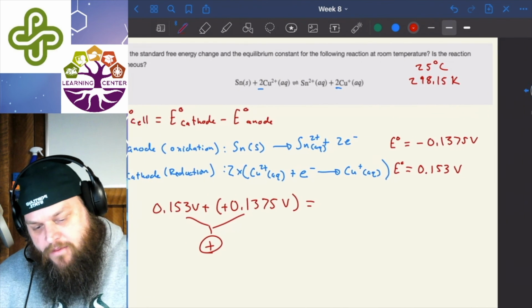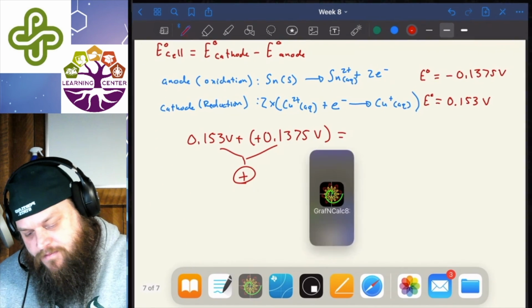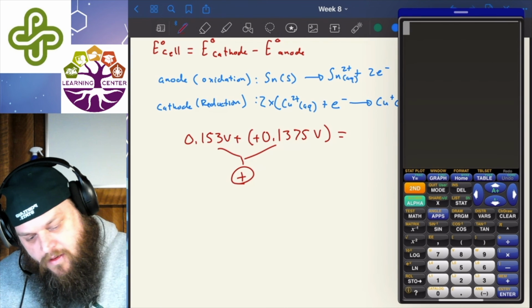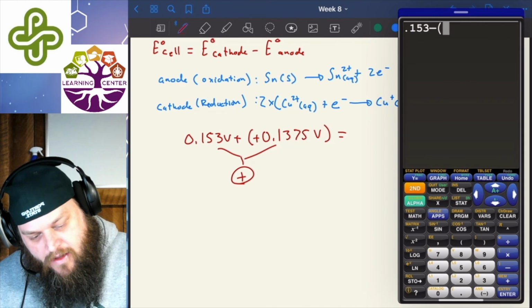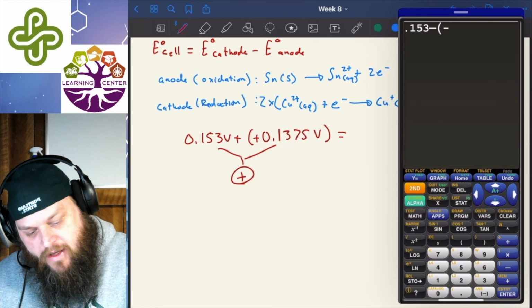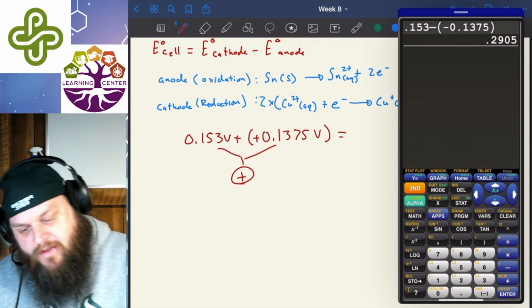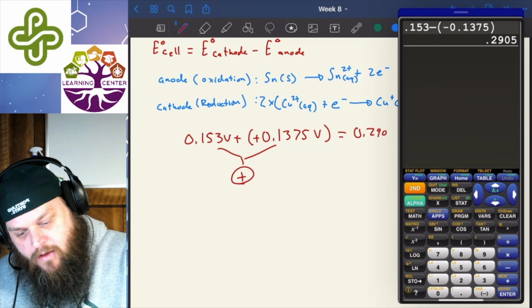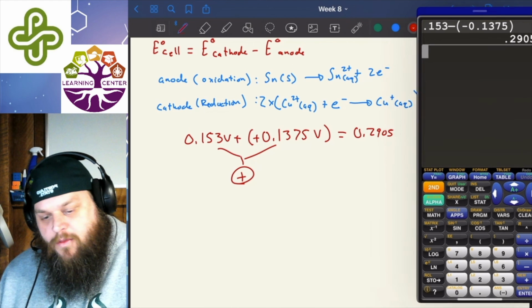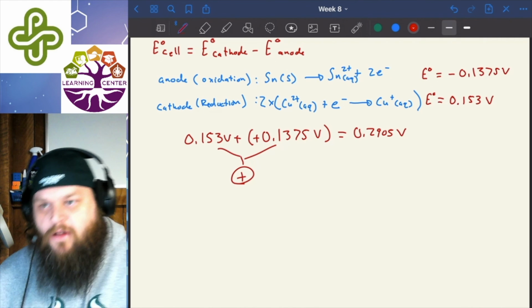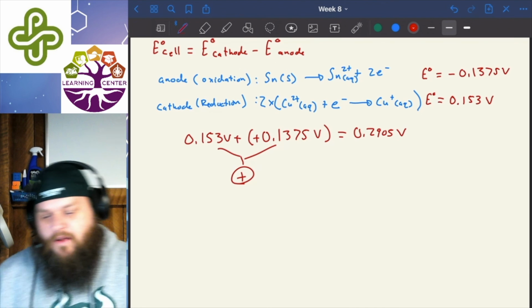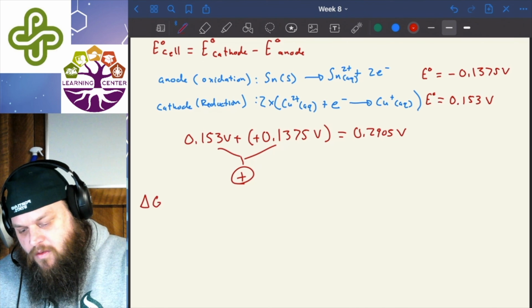We can do the math on it. Where'd my calculator go? There it is. 0.153. I'll just use plus. If you didn't, you could use that minus. And then I like to put parentheses around it before I put that negative, 0.1375. And it gives us a positive 0.2905. And that's the number of volts in our cell potential. So we already know it's a spontaneous reaction. Let's check for a delta G value. What does delta G tell us?